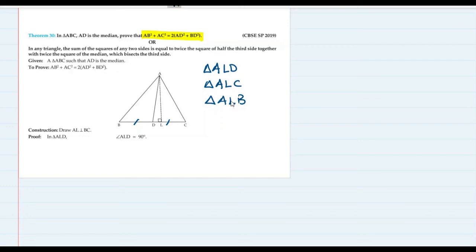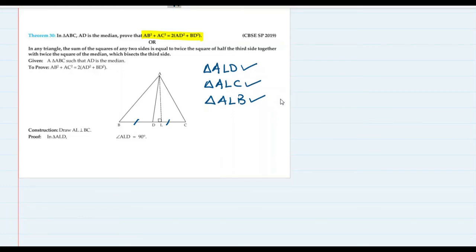No, nothing. Okay. Now, in our statement to be proved, which sides are there? There is AB square. Can you tell me in which right angle triangle, ALD, ALC or ALB, AB square will come if we apply Pythagoras theorem? Of course, in triangle ALB. AC square will come in triangle ALC. AD square will come in triangle ALD. So all the three right angle triangles are important.